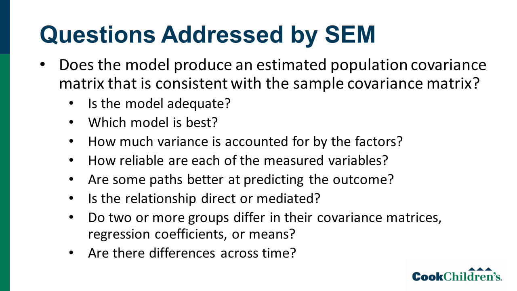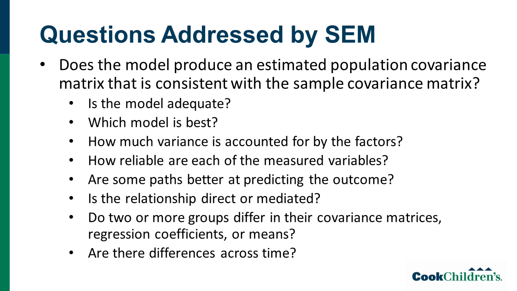Another question is, are some paths better at predicting the outcome? So we're going to look here in a little bit at some models, and you're going to see there's multiple paths, and we want to know, are some of the paths better at predicting the outcome than others? So SEM generates some parameter estimates, or coefficients, if you will, for each path in the model. We can use those to distinguish if one of those paths is more or less important than the other in predicting the outcome.